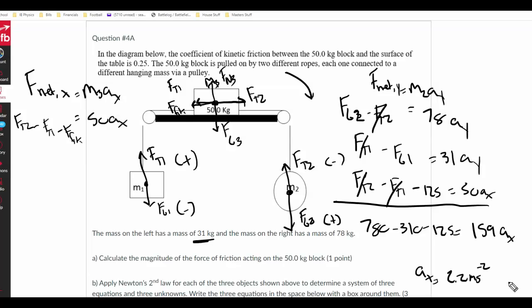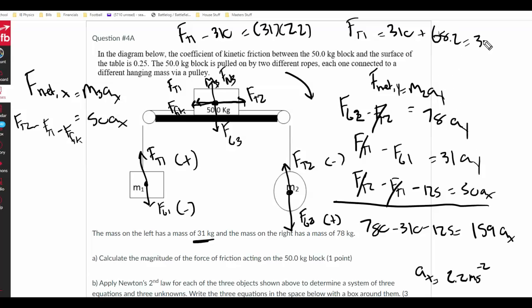So if I want to find Ft1, I can plug into that middle equation. So Ft1 minus Fg1, which is 310, is equal to 31 times ay, which I just found to be 2.2. So Ft1 is going to be 310 plus 31 times 2.2, which is 68.2. That's going to be 378.2 newtons. There's one tension, and then the other tension I get by plugging into another equation with Ft2, as long as I don't mess up on the math.